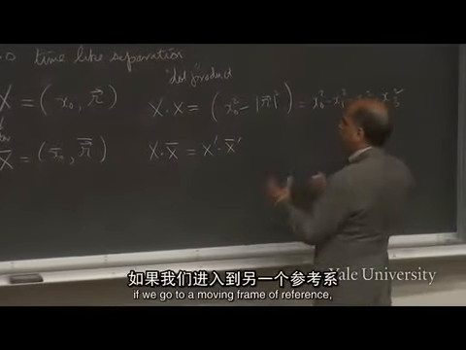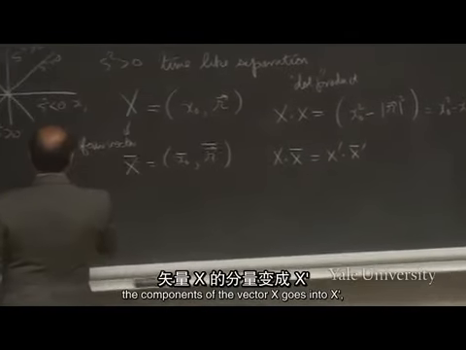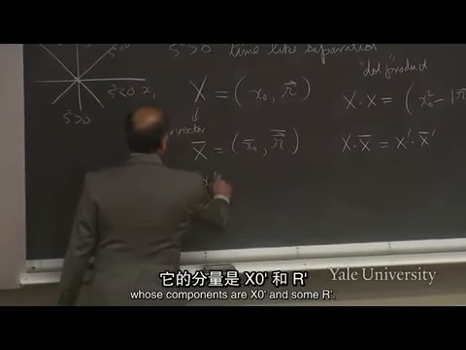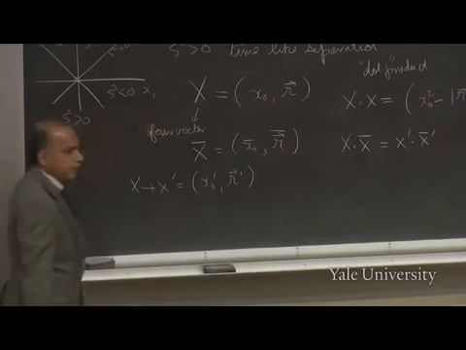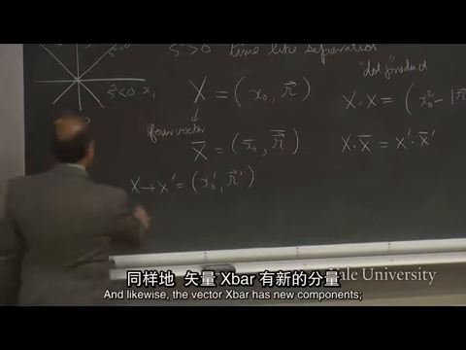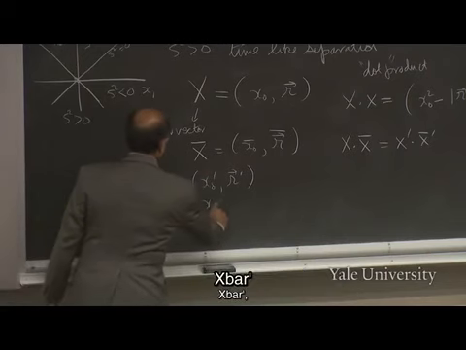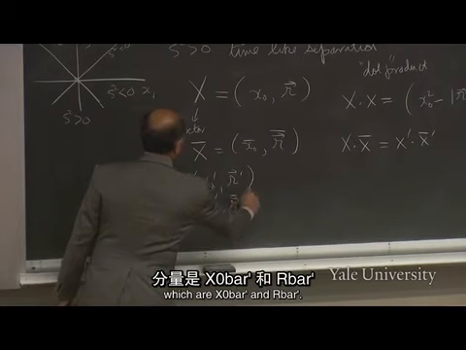What I'm saying is if you go to a moving frame of reference, the components of the vector X go into X prime, whose components are x0 prime and some r prime. And likewise, the vector X bar has new components, X bar prime, which are x0 bar prime and r bar prime.